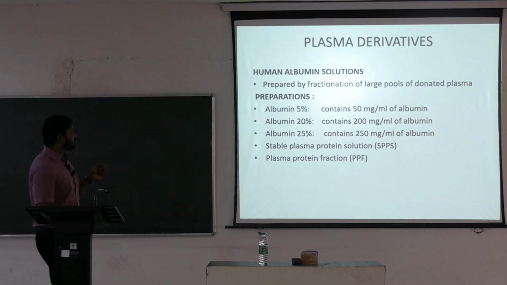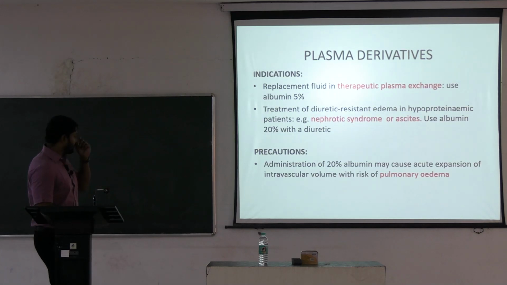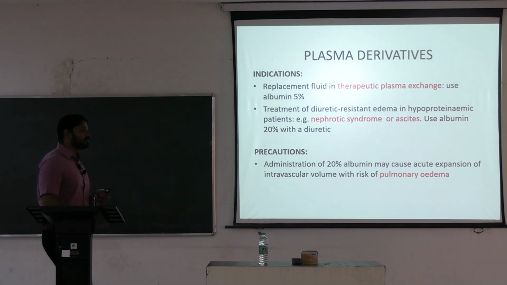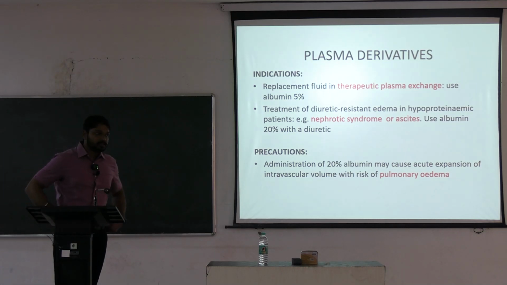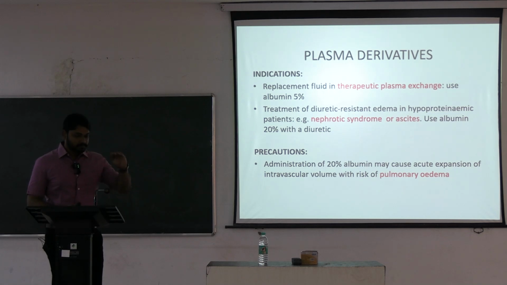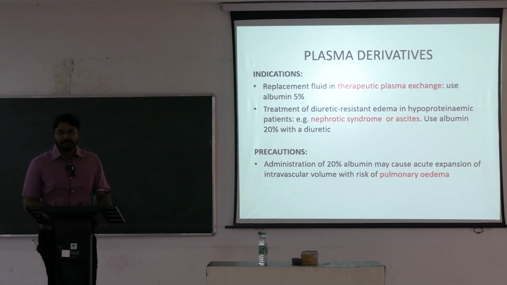These are the plasma derivatives. These are normally manufactured by pharmaceutical companies. For example, albumin, plasma protein fraction, SPEPS. These are called blood volume expanders. See, when there is so much blood loss, if there is any sudden fall in blood pressure, you have to try to maintain the blood pressure.